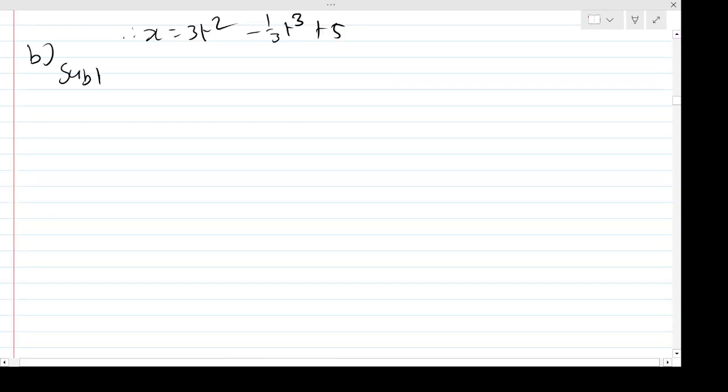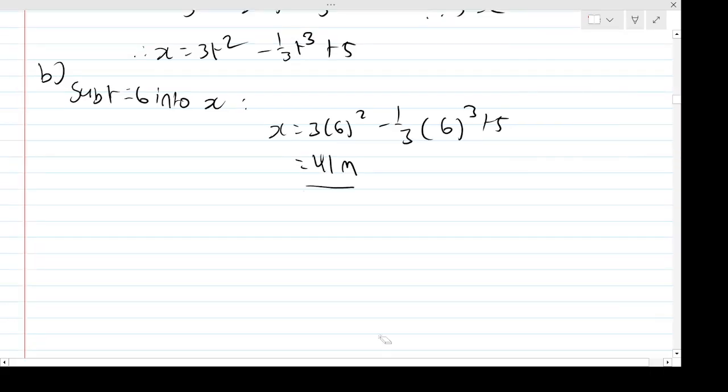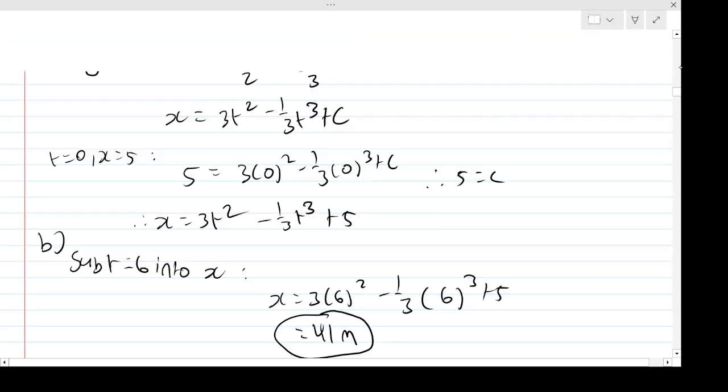If I sub t is 6 into my formula for x, then x is going to be 3 lots of 6 squared minus a third lots of 6 cubed plus 5. If I put that in the calculator, I get 41. 41 meters. However, this is not my final answer, because this tells me the displacement from the origin, where x is 0.